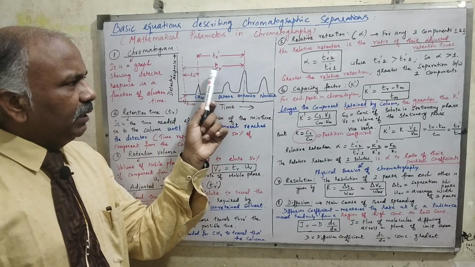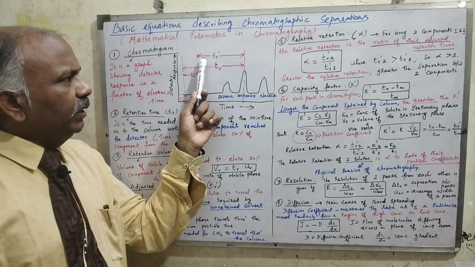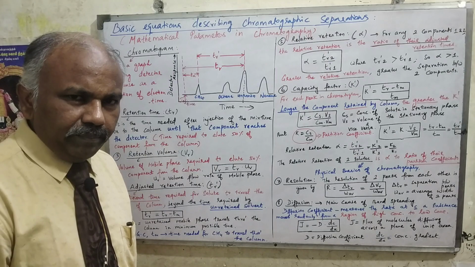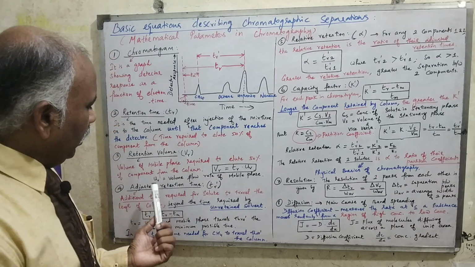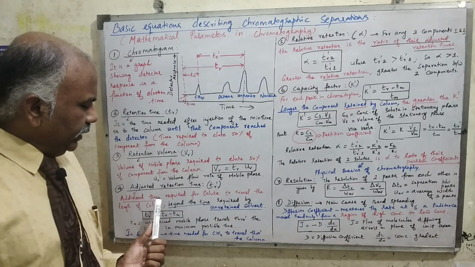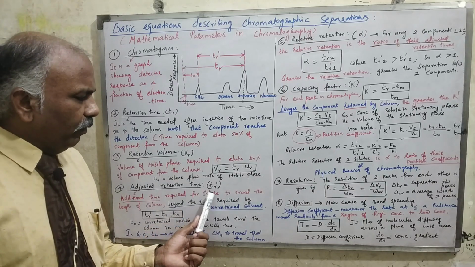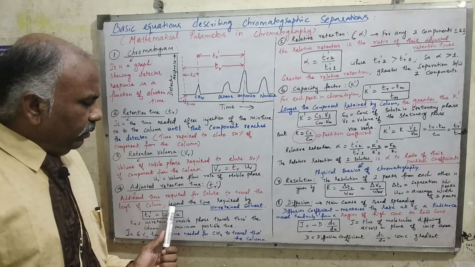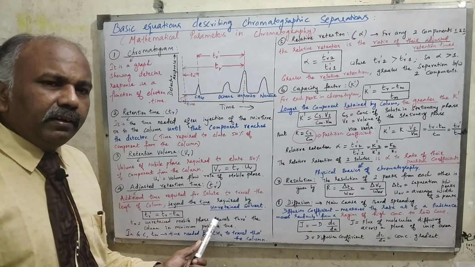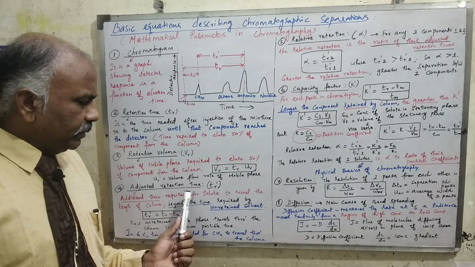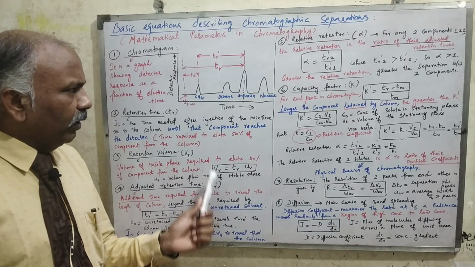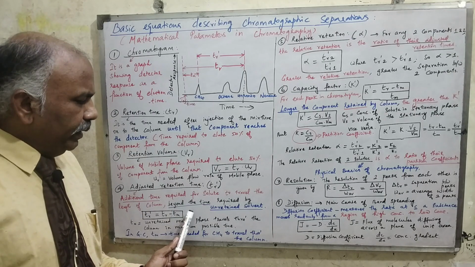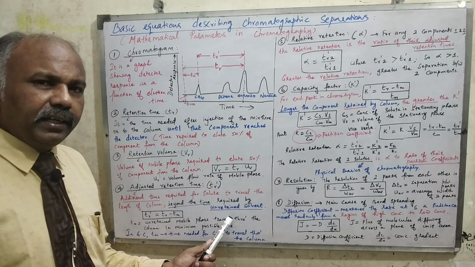If you subtract TR minus Tm, then you will be getting TR dash. It is called adjusted retention time. I will show that. What is adjusted retention time? It is the additional time required for the solute to travel the length of the column beyond the time required by the unretained solvent.